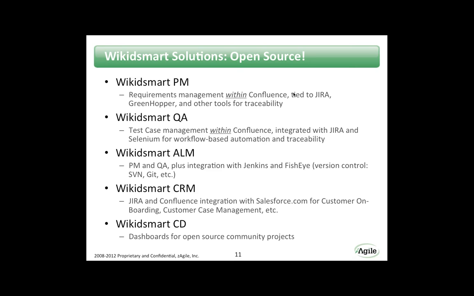I'll just list them very briefly. Today we're going to be focusing on the first one, Wikidsmart PM, standing for product management, but that's requirements management within Confluence integrated with JIRA and GreenHopper. We also have test case management. We also can integrate continuous integration and version control. We can also integrate Salesforce and help desk and CRM. And we can also provide general dashboards of all the information if you just want the dashboards as well. That's listed down at the bottom.